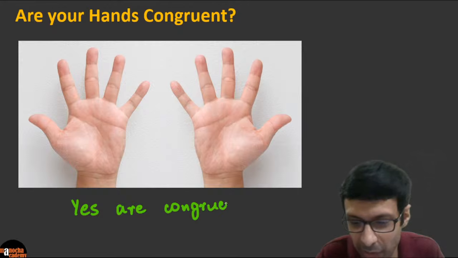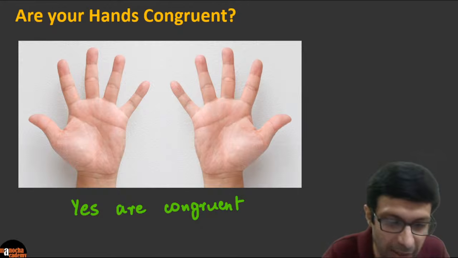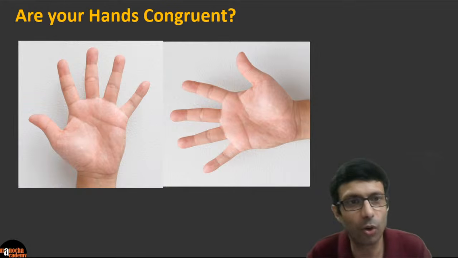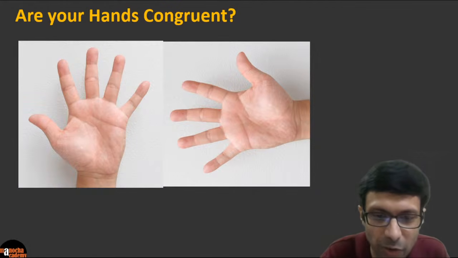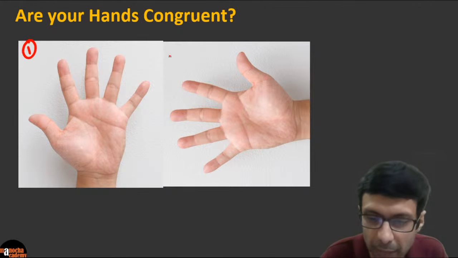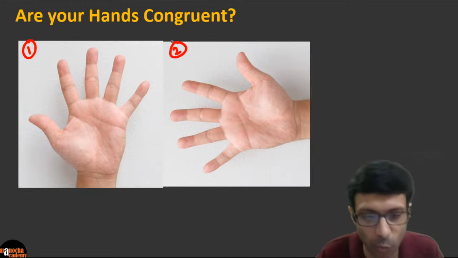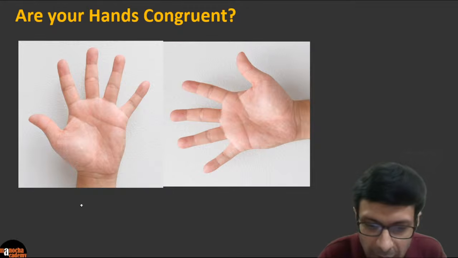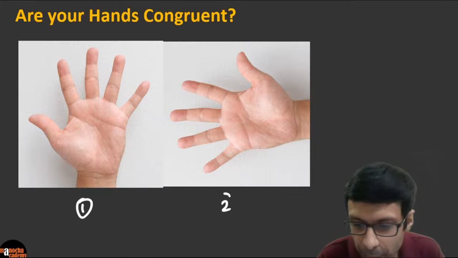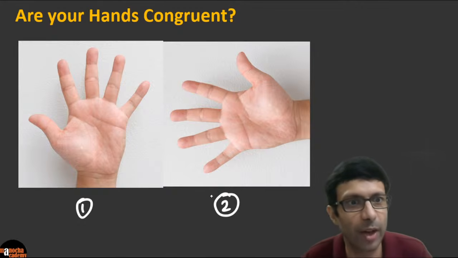Very good, right? Now if I say this, guys, what about this? Are these congruent or not? If I have these two hands, let's say we're looking at your hands, 1 and 2. Are these guys congruent or not? What do you guys think? Let's write it below so that it's clear to you guys. We have these two hands here, 1 and 2. Are these congruent or not? What do you guys think?